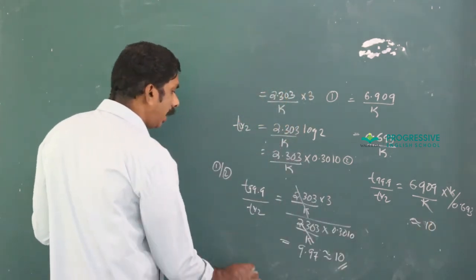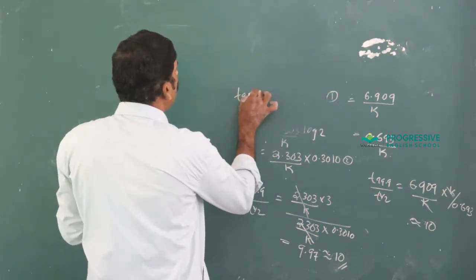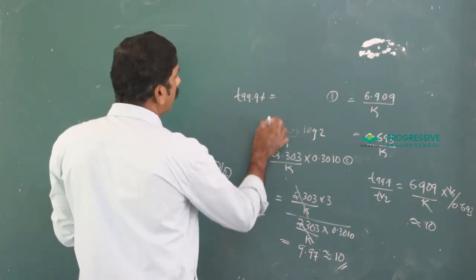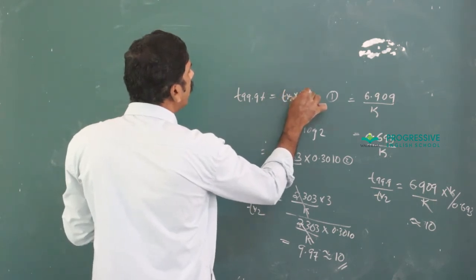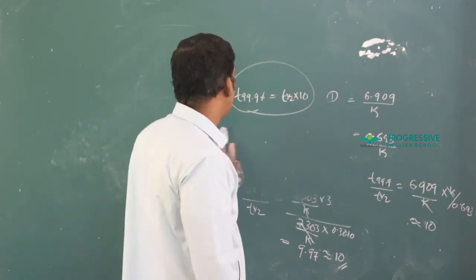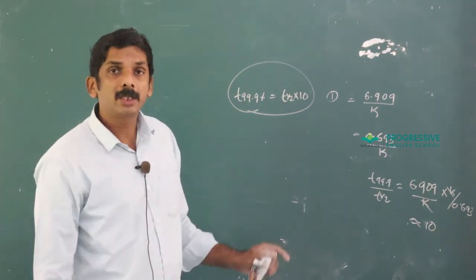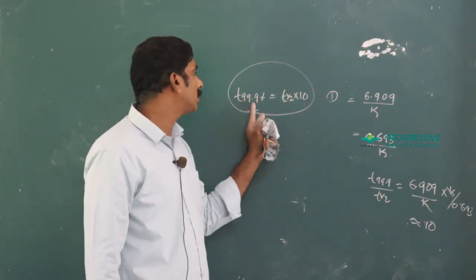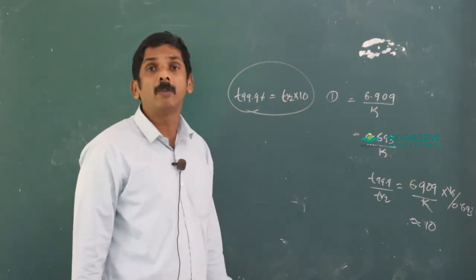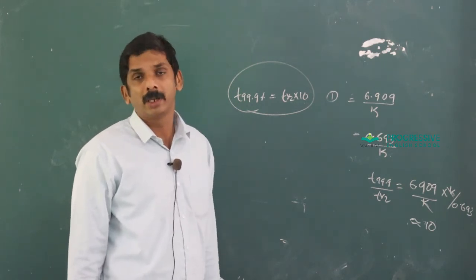That is, t 99.9% equals, when cross multiplied, t half into 10. It is clear that for a first order reaction, the time required for 99.9% completion is 10 times the time required to complete half of the reaction, or 10 times the half-life of this reaction.